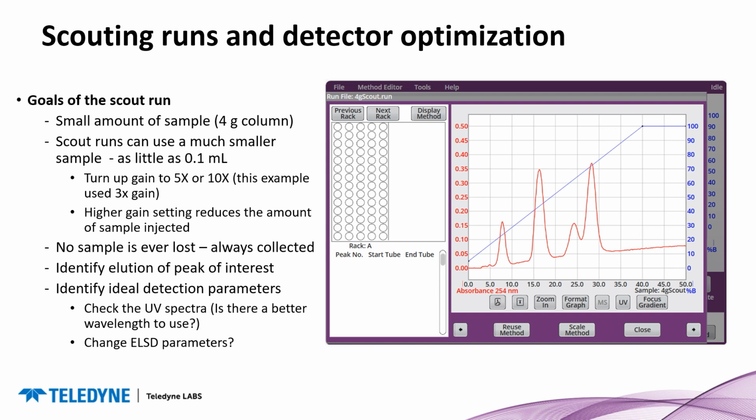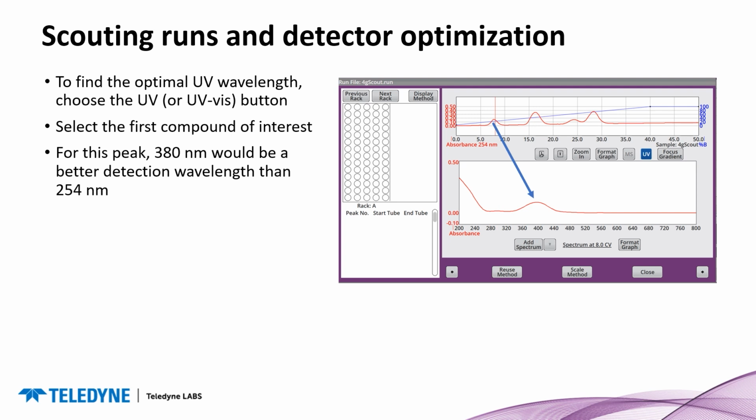You can identify the elution time for the peak of interest and identify ideal UV detection parameters. Is there a better wavelength? Does the ELSD need more gain? Many analytical systems and all current Teledyne Labs instruments can display the absorbance spectrum of a peak. This allows peak detection to be more sensitive and allow for better recovery of the desired compounds. More sensitive detection allows the fraction collector algorithm to collect the peak slightly earlier, reducing sample loss.